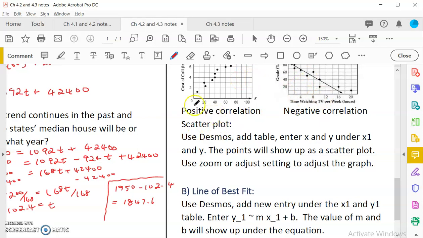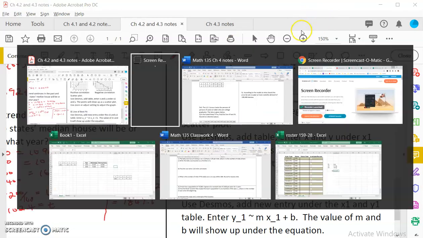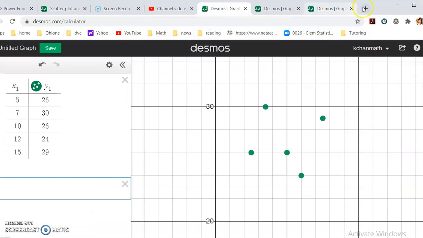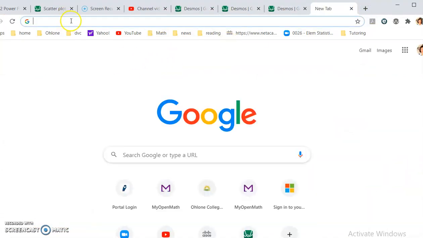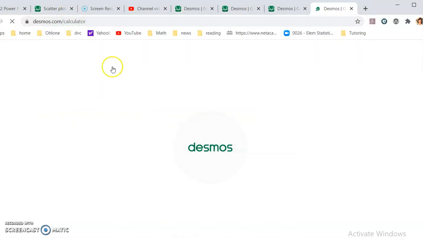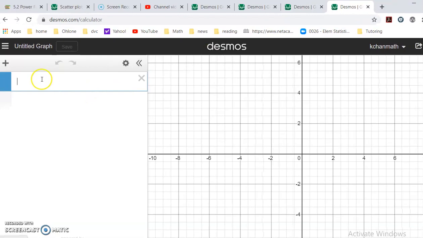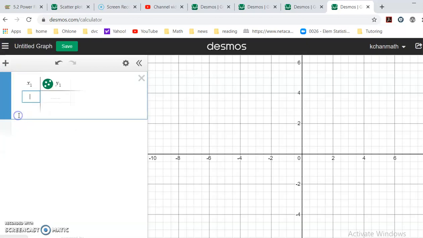We can do it with Desmos. The way you do it is you open up a browser window. I'm going to open up a blank browser window. Go to the Desmos calculator, and then you will have a window where you enter the graph that you want to graph. But we don't want to graph an equation. We want to graph points, a scatter plot. So what you do is you click plus and add a table, because a table will show points. So your first x, y points are here.